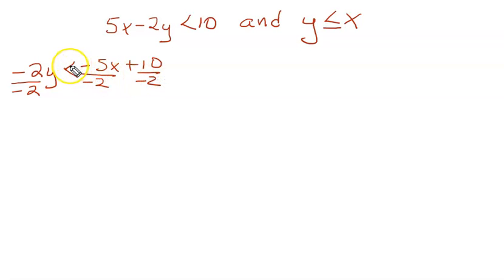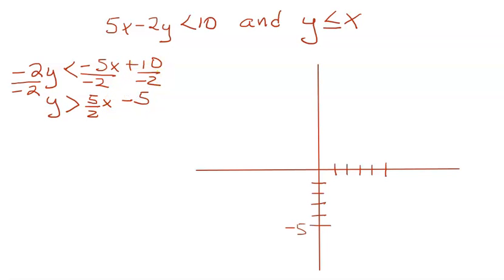And again, you may or may not recall that when you have an inequality and you're dividing to solve for a positive value by a negative, to keep this statement true, we must reverse the inequality sign. So this now becomes a positive y is greater than a positive 5/2 x minus 5.